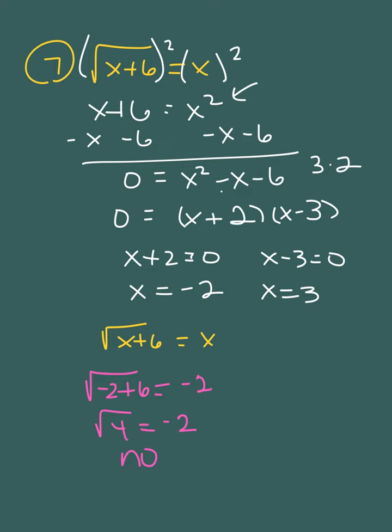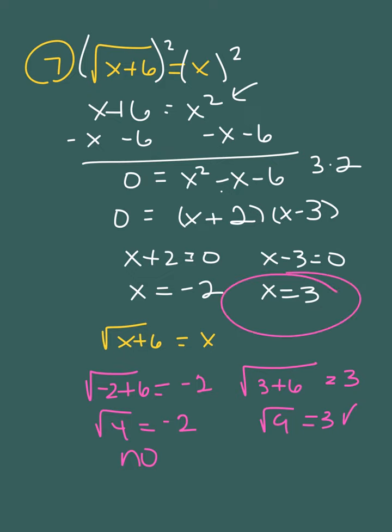Let's try x is equal to 3. So I have the square root of 3 plus 6 is equal to 3. So the square root of 9 is equal to 3, which is true. So my answer in this problem is x is equal to 3.